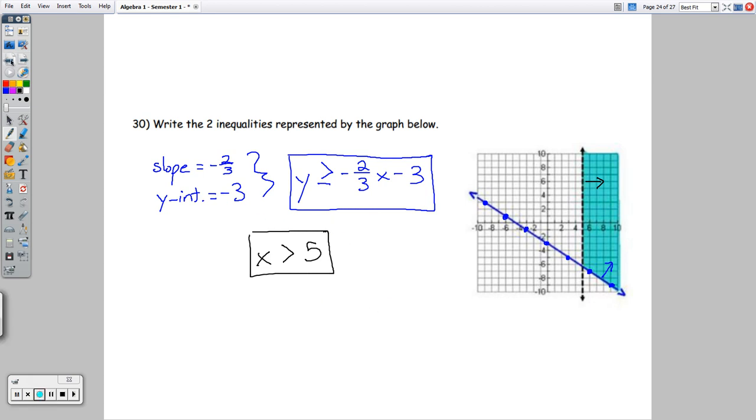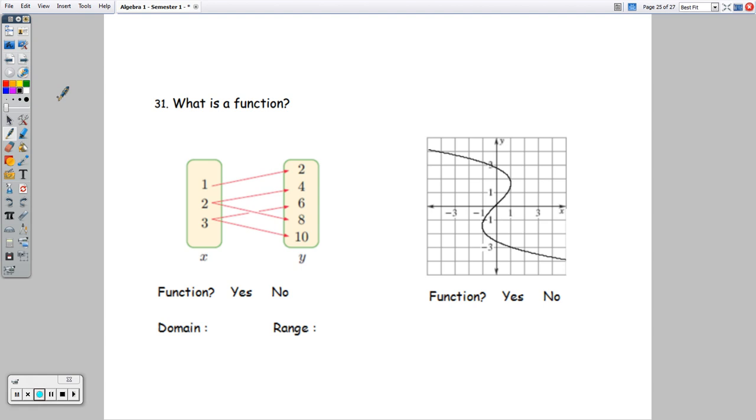And then finally 31 and 32. We've made it to the last page there. What is a function? I think this is the best way, or the easiest way, to think about what a function is. So for every x value, or every input value you could think of, there must be only one y value.